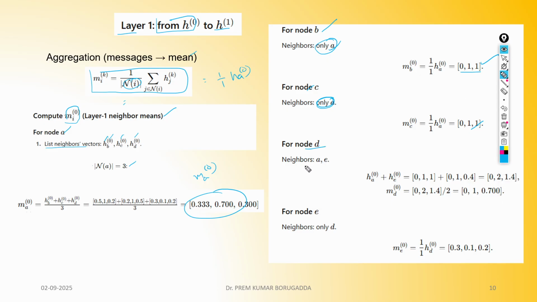For node D, the neighbors are A comma E. So HA of 0 plus HE of 0, which means 0, 1, 1 plus 0, 1, 0, 4, and divided by 2. The number of nodes is 2 here, A comma E, that's why 2. So this is the updated node D. Similarly, updated node E. So for node A, MA of 0 is this value, this is the MB of 0, this is the MC of 0, this is the MD of 0, and this is the ME of 0 at layer 1.